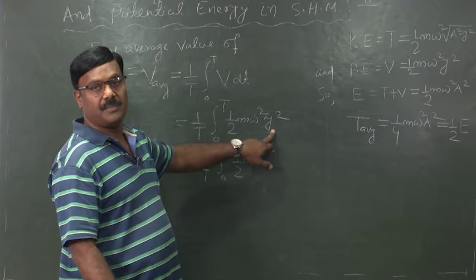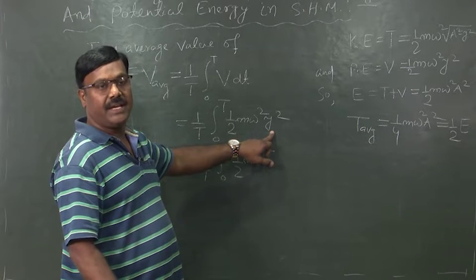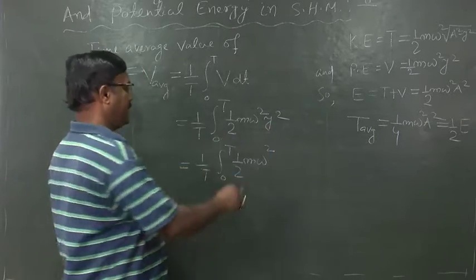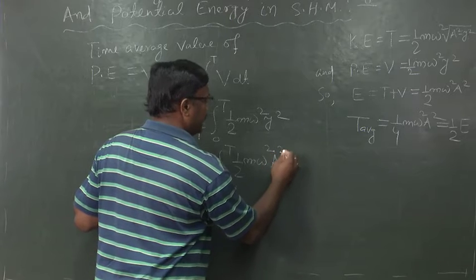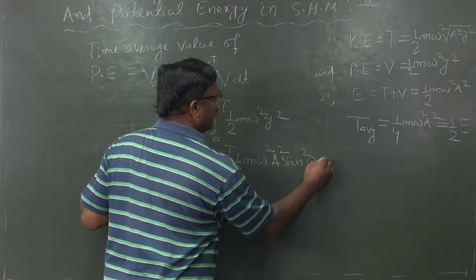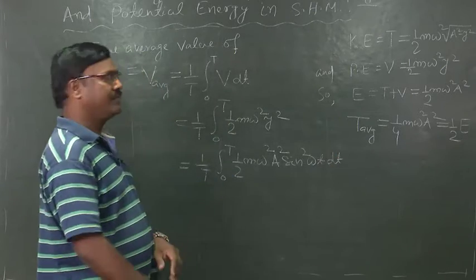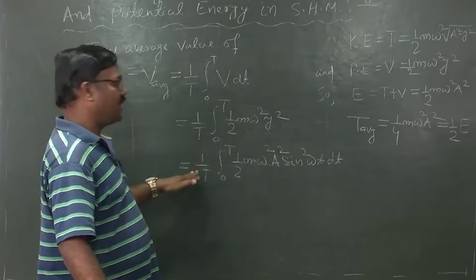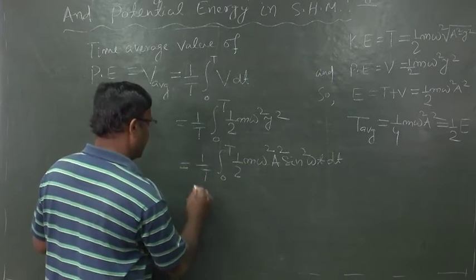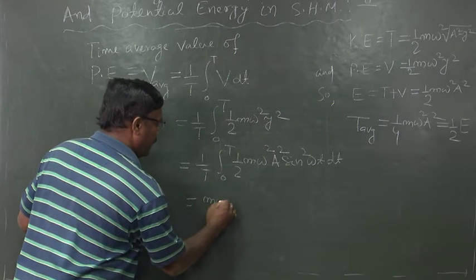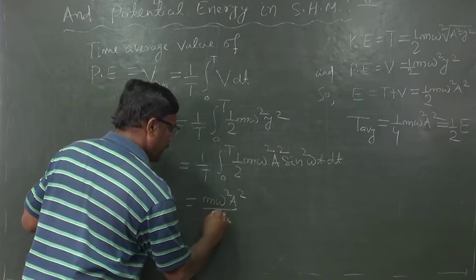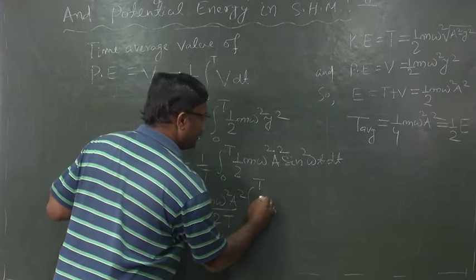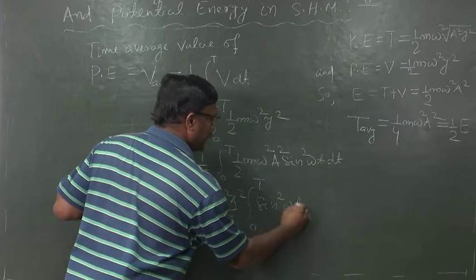But we know that in case of SHM, y is nothing but a sin omega t. So here we can write a square sin square omega t dt. Now, half m omega square a square are all constants, so they can be put outside the integration, and hence this becomes m omega square a square by 2T, and within integration, from 0 to T, sin square omega t dt.